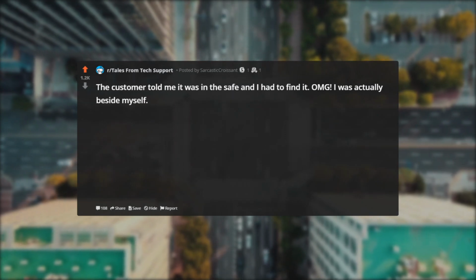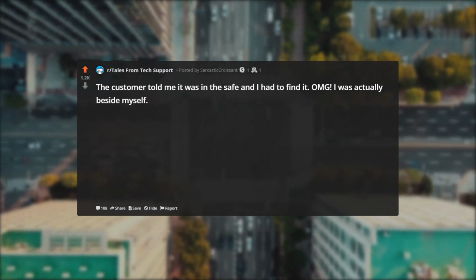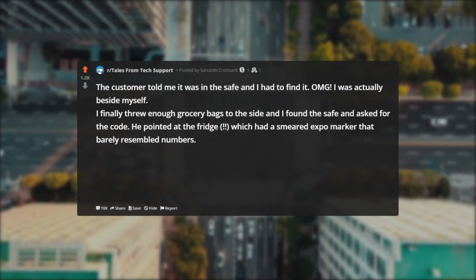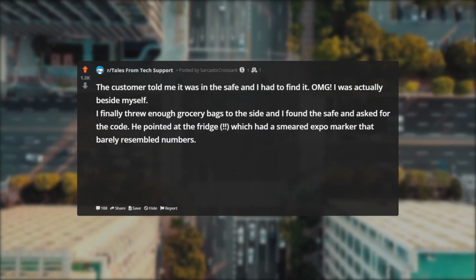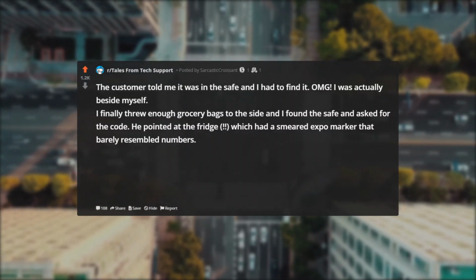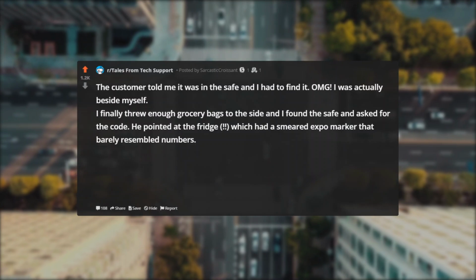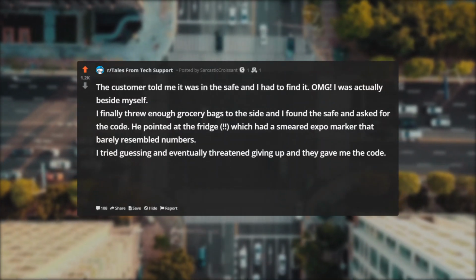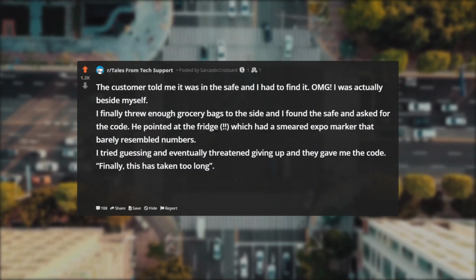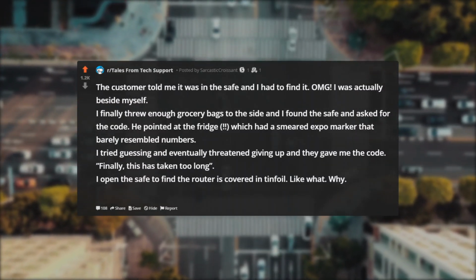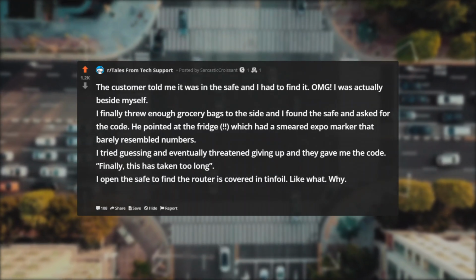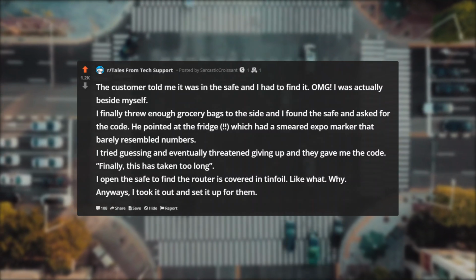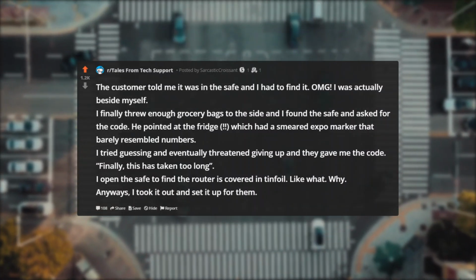OMG. I was actually beside myself. I finally threw enough grocery bags to the side and I found the safe and asked for the code. He pointed at the fridge, which had a smeared expo marker that barely resembled numbers. I tried guessing and eventually threatened giving up, and they gave me the code. Finally, this has taken too long. I opened the safe to find the router is covered in tinfoil. Like what? Why? Anyways, I took it out and set it up for them.